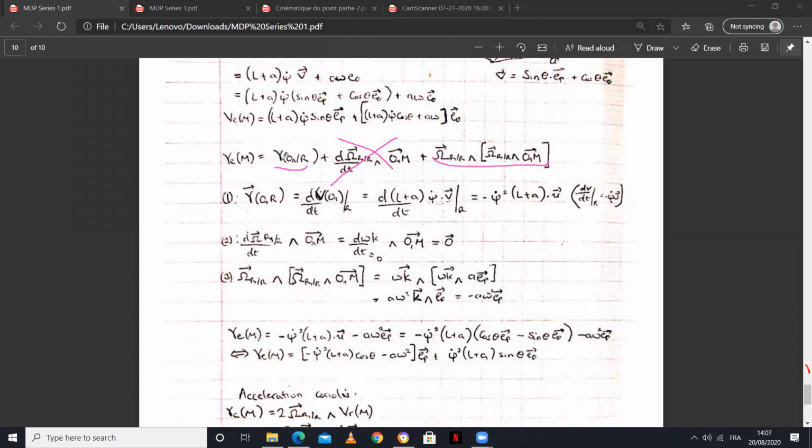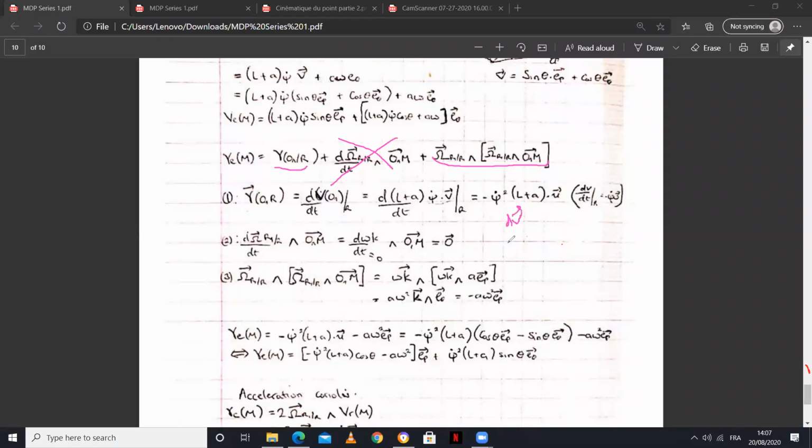Then this γ de OR dans R is just going to be the derivative of V de OR dans R, which we already calculated. It was this one here: (L plus A) φ point suivant V. That was V de OR dans R. So when we derive this, L plus R is a constant, so we'll just be deriving φ point and V.